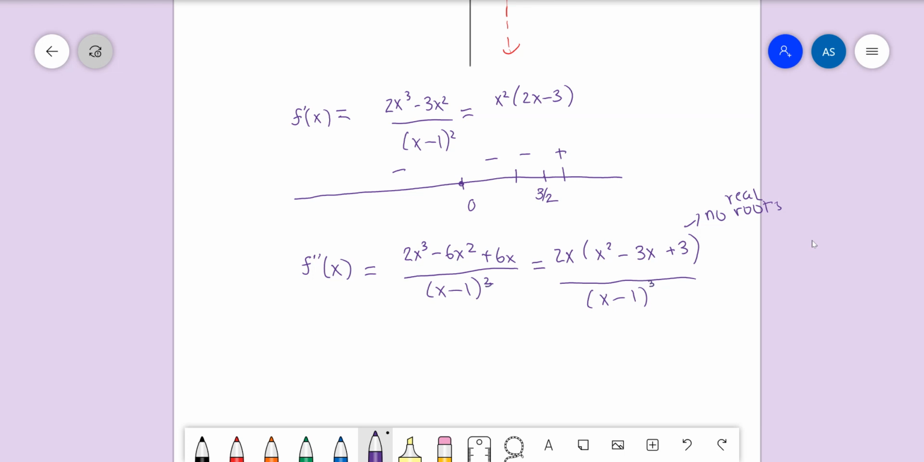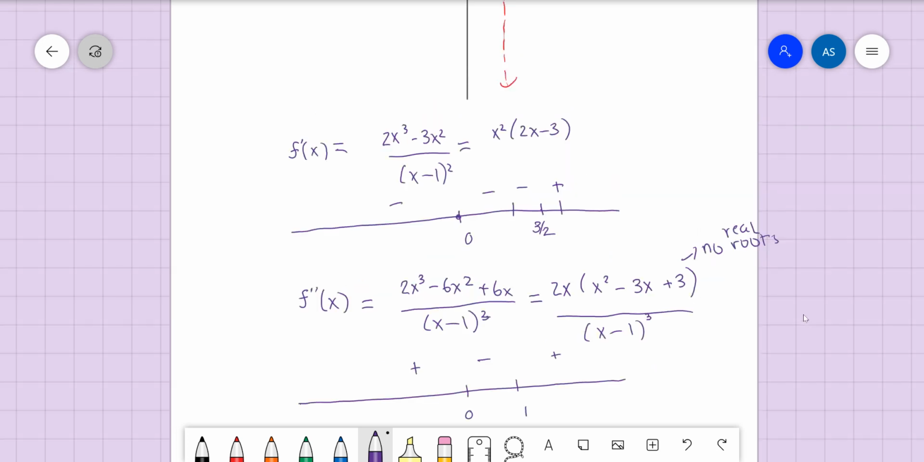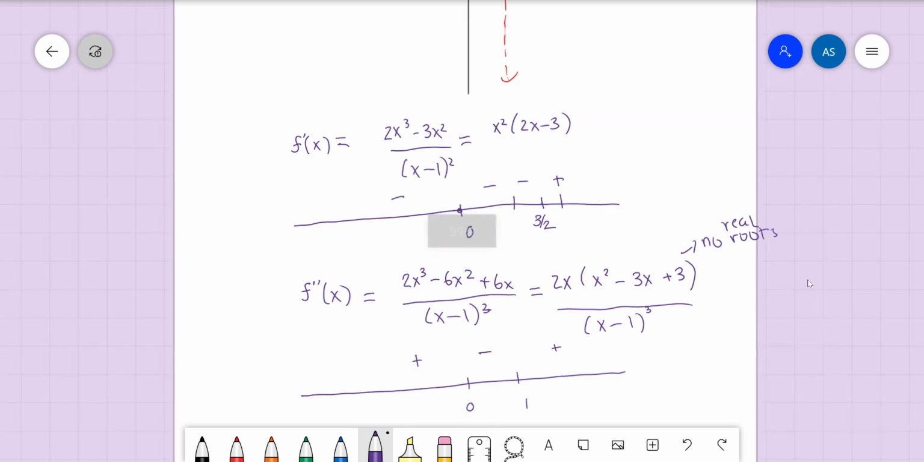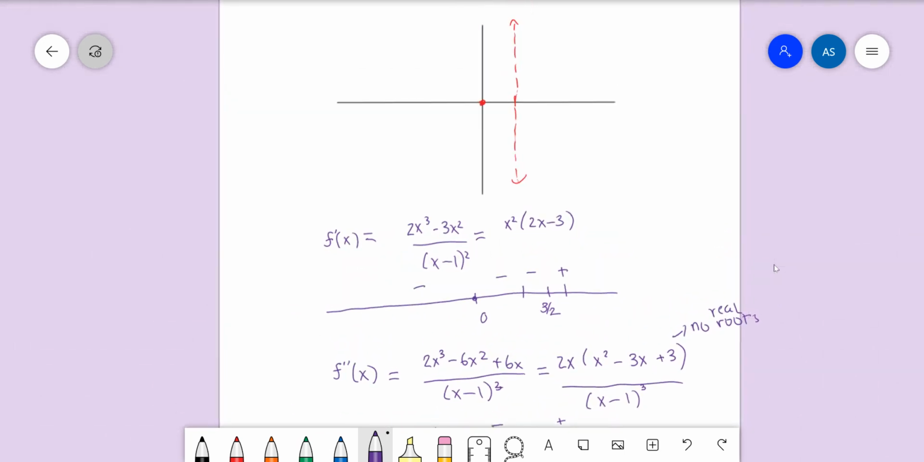There we go. So the next thing you want to do is plot this on a number line. For this, all we have is 0, and I'm also going to plot the 1. So we have 0 and 1. When we test regions, we get concave up, concave down, and concave up, just by choosing numbers that fall between those regions. Now we're at the point where we can get a pretty good sketch of this thing. So let's test it out.